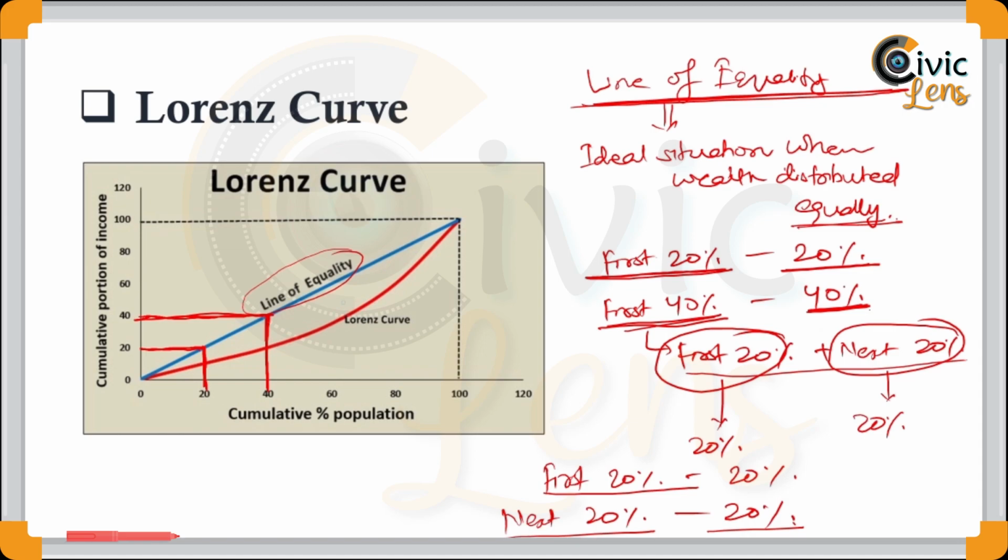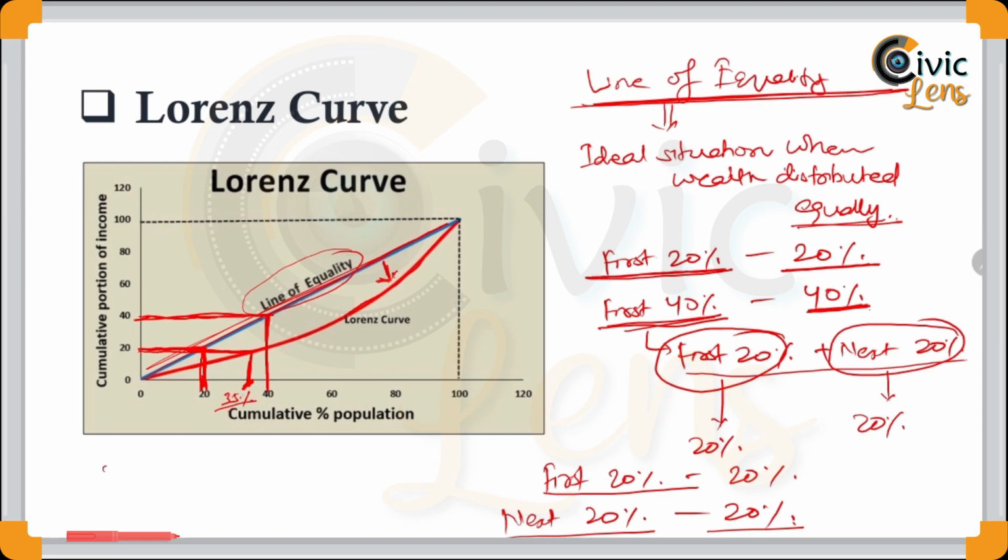But if you see, this Lorenz curve will always be bending downwards as compared to the line of equality. So the line of equality lies here, but the Lorenz curve will be slightly below this line of equality. So what does this bend mean? Here, for 20% income, we found that on the line of equality there is 20% cumulative population, but for 20% income on the Lorenz curve there will be a higher percentage of population. So this will be something around, let's say, 35%.